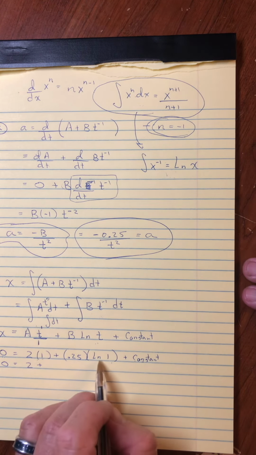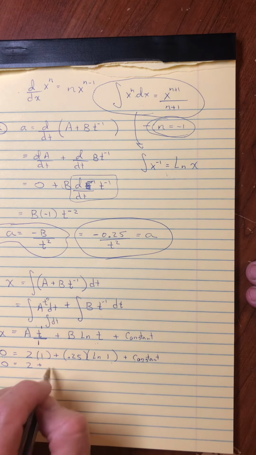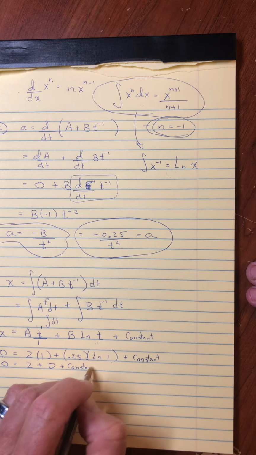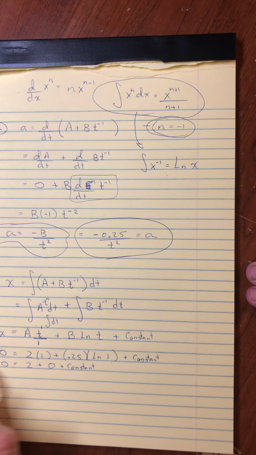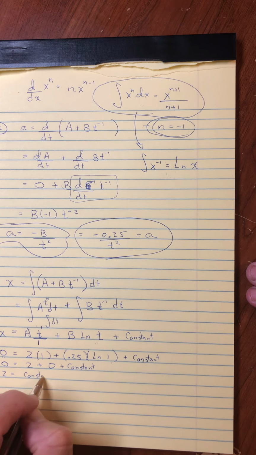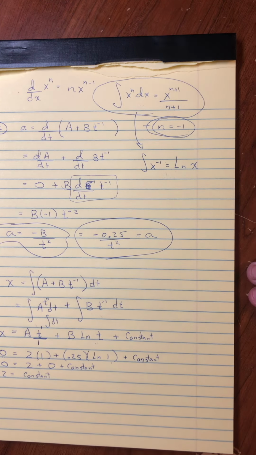This one might be a little harder. The natural log of 1 is 0. And so there's our answer to what this constant is. When I move it over, negative 2 is the value of that constant.